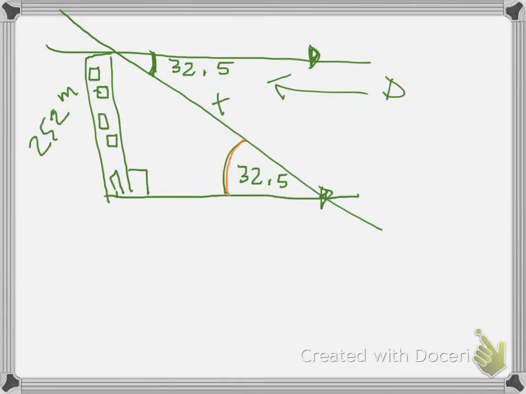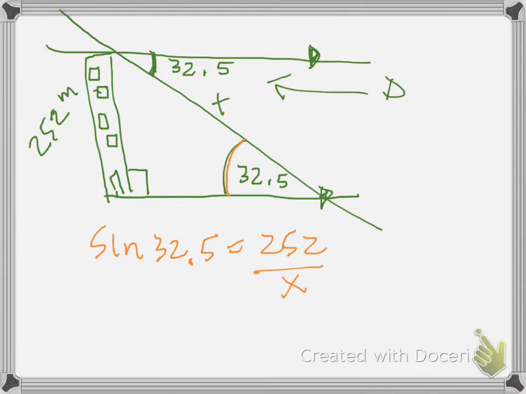This angle, opposite hypotenuse. What's that? Sine? Sine of 32.5 is opposite over hypotenuse. 32.5. Okay. That's the setup.